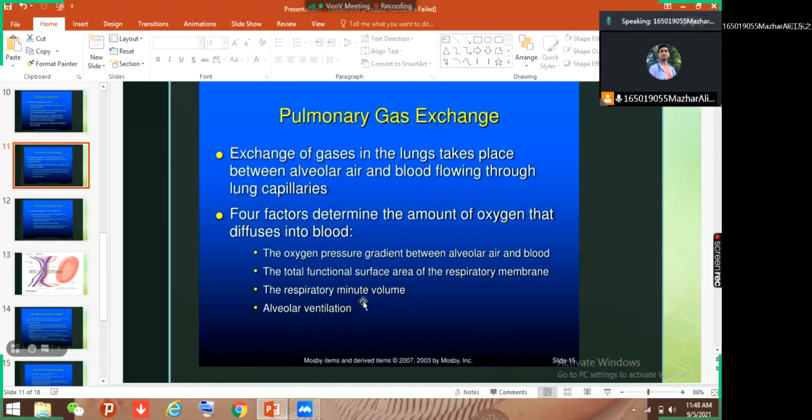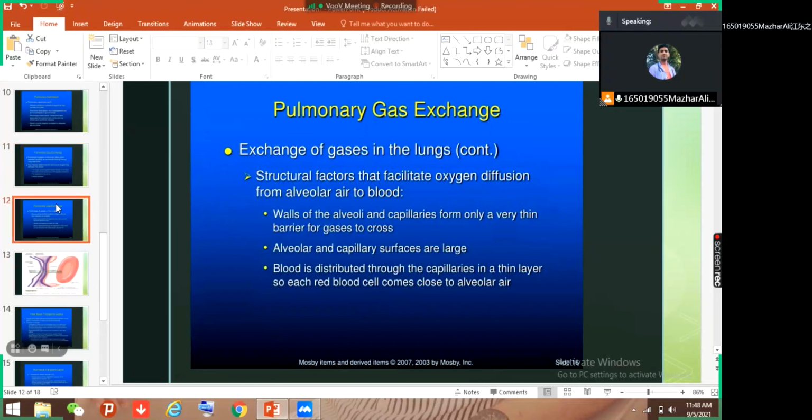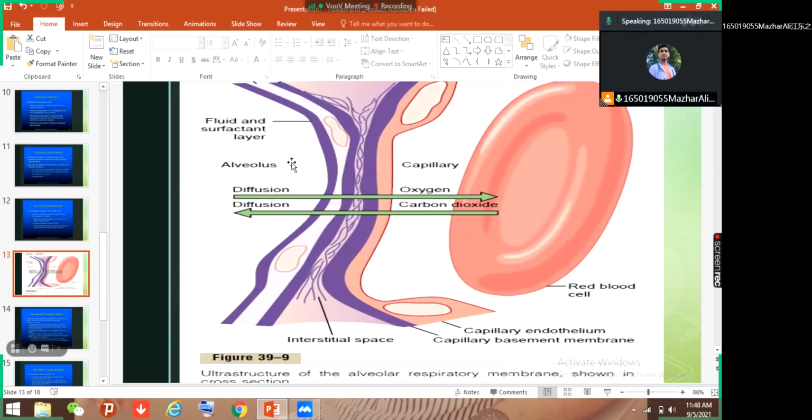Then respiratory minute volume, that is how much volume you inspire in 1 minute, and alveolar ventilation. Then what are the structural factors that facilitate oxygen diffusion? We already talked about the wall of the alveoli and capillary, only a very thin barrier to cross, because this is a very thin layer. It looks thick, but in reality this is a very thin layer. This is the surfactant, which your type 2 pneumocyte produces, which can maintain the surface tension.